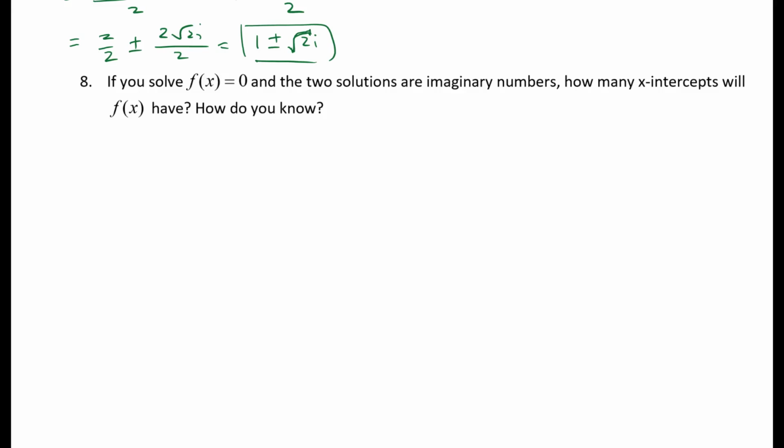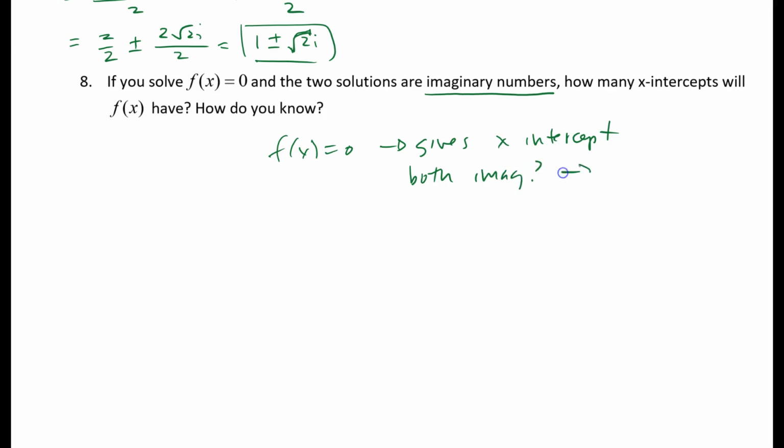Okay, well, if we solve f of x equals 0 and the two solutions are imaginary numbers, how many x-intercepts will it have? Well, remember, solving f of x equals 0 gives the x-intercepts. So if they're both imaginary, that means there's none. And let's just visualize what that might look like here.